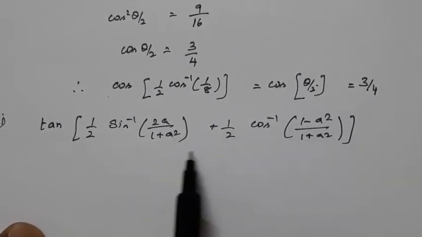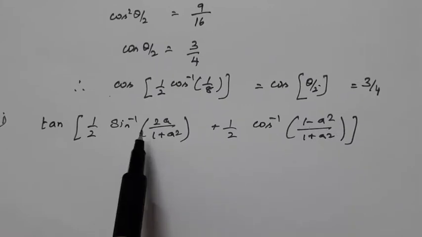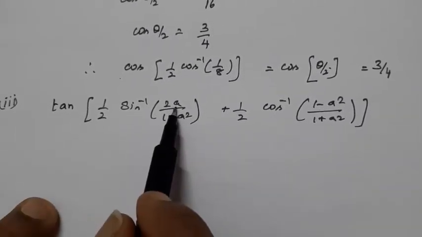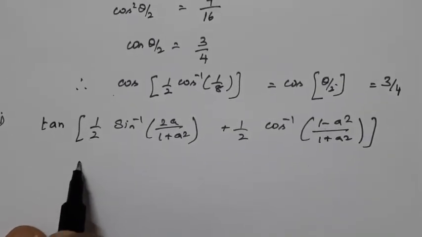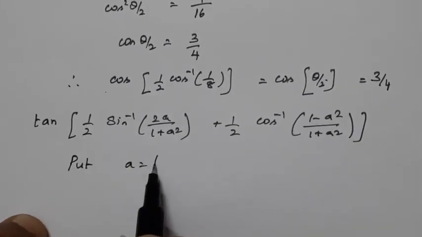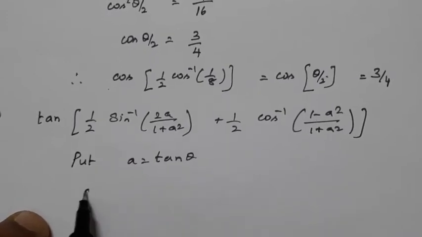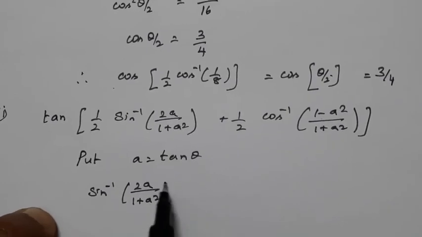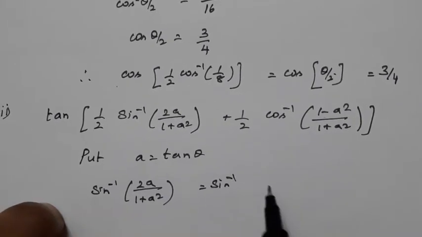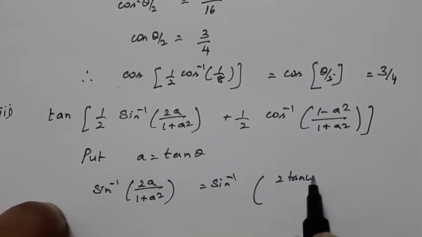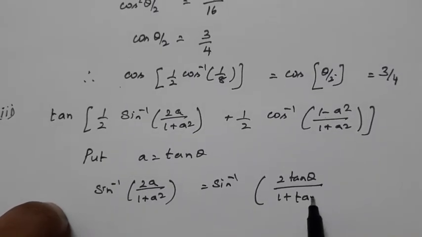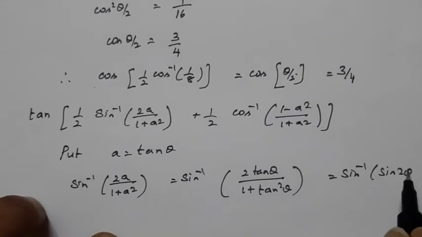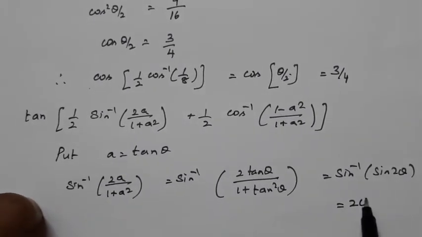So, easily we can apply the identity. Therefore, what are we going to do? As it resembles the formula, let us replace a by tan theta. So, put a is equal to tan theta. Therefore, sin inverse of 2a by 1 plus a squared is equal to sin inverse of 2 tan theta divided by 1 plus tan squared theta. This is nothing but sin 2 theta. So, sin inverse of sin 2 theta is equal to 2 theta.